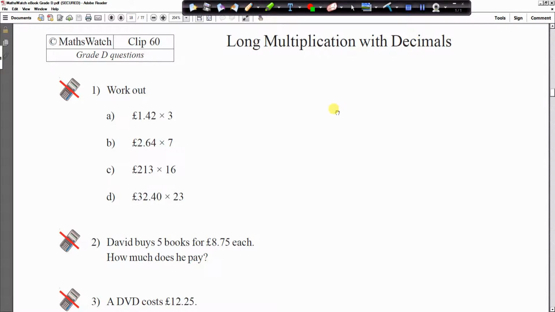Okay, now we're going to be looking at clip 60, grade D questions, looking at long multiplications with decimals. Now let's just choose some of these questions. Let's pick question number 1A first of all. We have £1.42 times by 3. Okay, so we're just going to do this question over here.